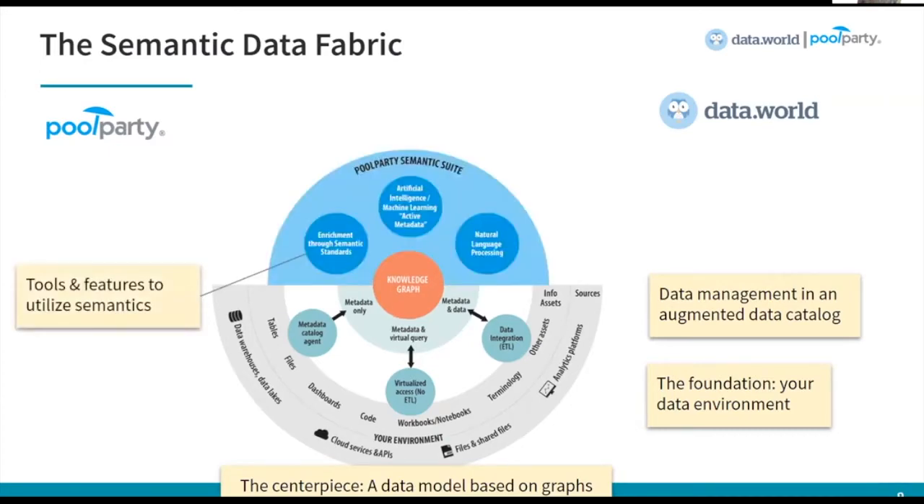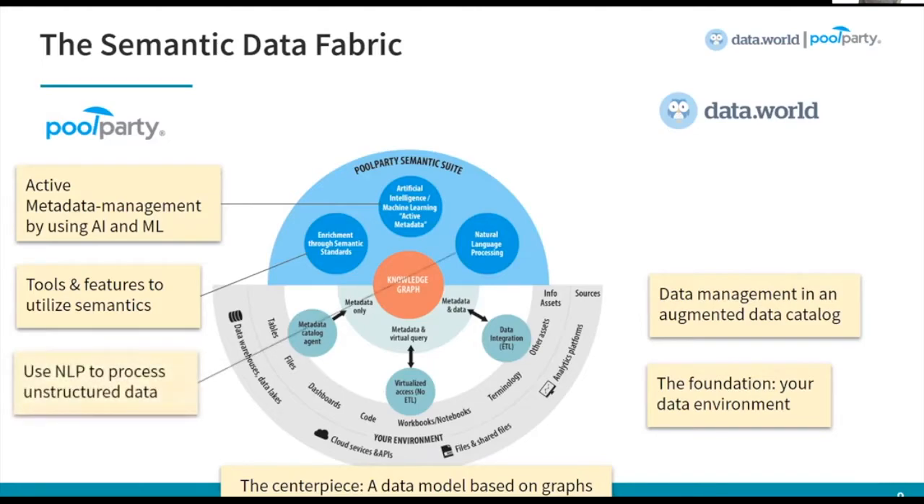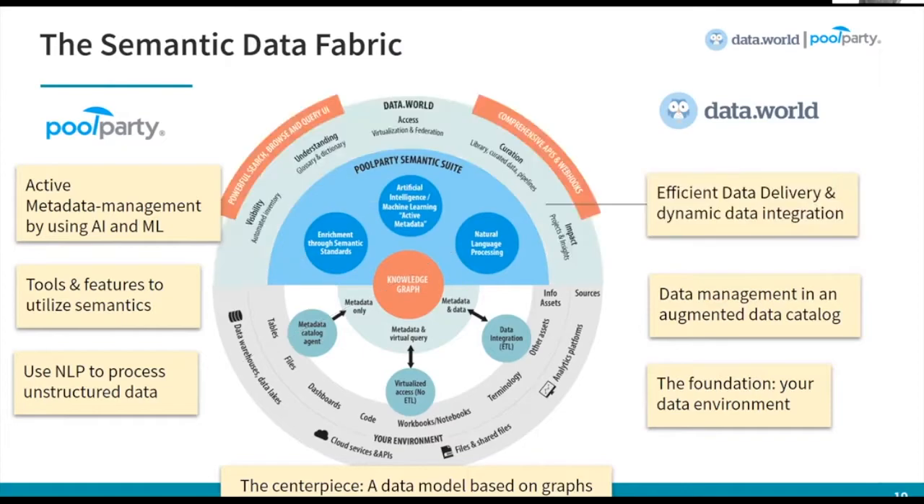And on top of that, a semantic middleware such as Pool Party Semantic Suite will allow you to enrich your data through semantic standards. Just to name some examples, you can use artificial intelligence and machine learning to achieve active metadata management. And of course, you can use natural language processing and deep text analytics, for example, to process also your unstructured data and bring them back into context with your structured data.